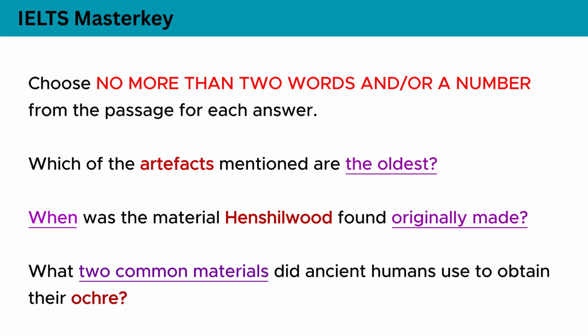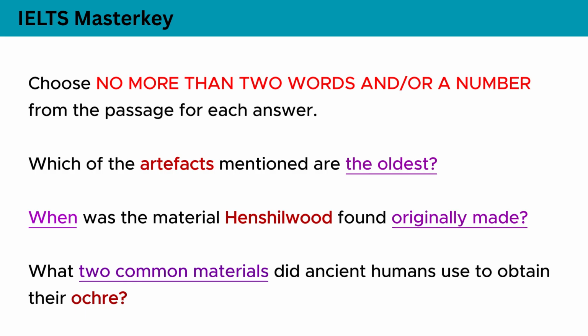Next, when was the material Henshaw word originally made? So here the location keyword is Henshaw word. So find that section, the part of the passage that talks about this material, and the detail keyword is originally made, which tells you what to find. Where it talks about Henshaw word, there we have to find out when it was originally made.